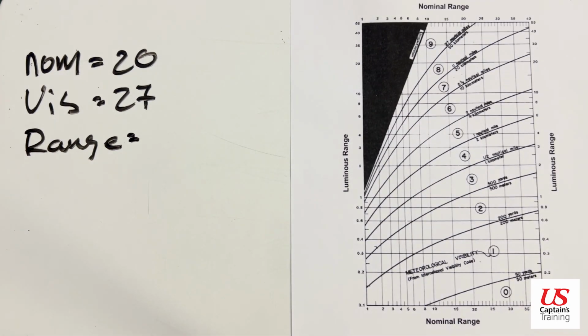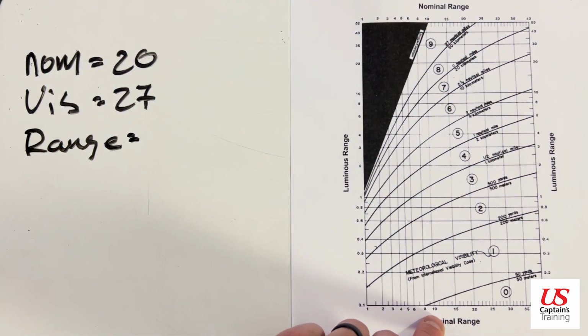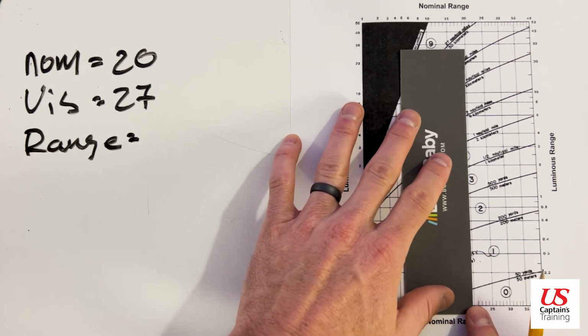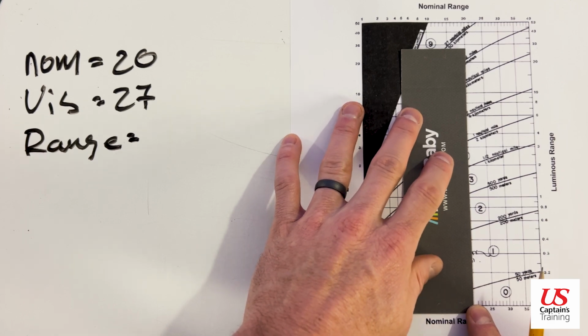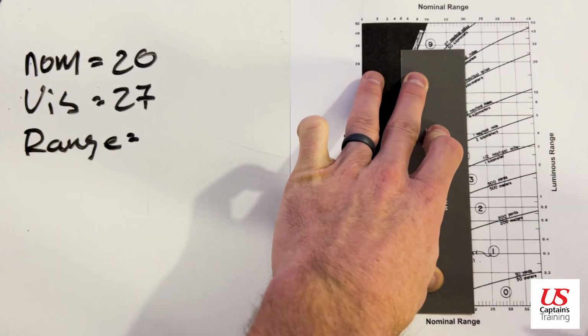we go to our table and we look up nominal 20. Down here is nominal. It's also across the top. So nominal 10, 15, 20. I like to use a straight edge. Put our straight edge on 20. Now we have nominal 20 on our straight edge. And our visibility is 27.